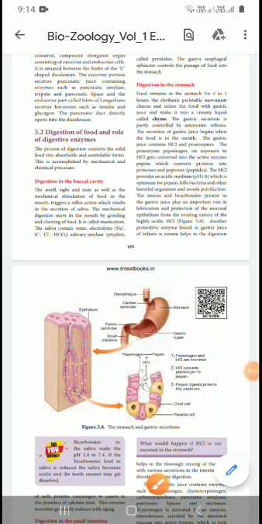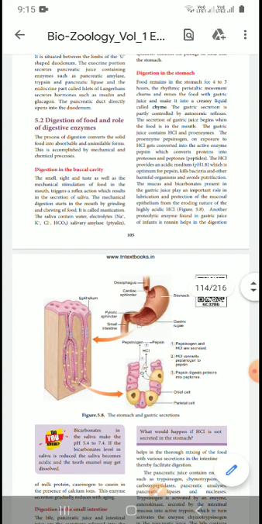Student, digestion in the buccal cavity. Today's topic: the smell, the sight, the taste, everything is needed. The trigger from the mouth means that because of the enzyme only it is responsible, which results in the secretion of the saliva.